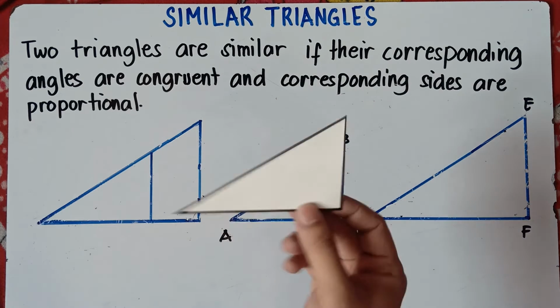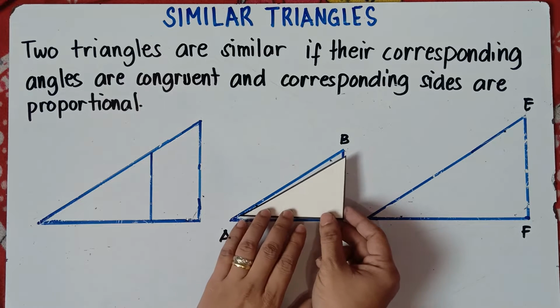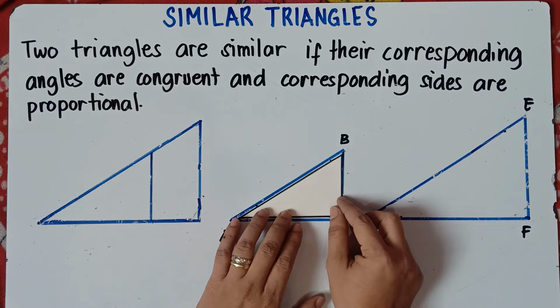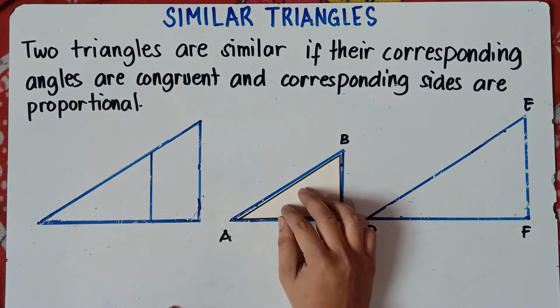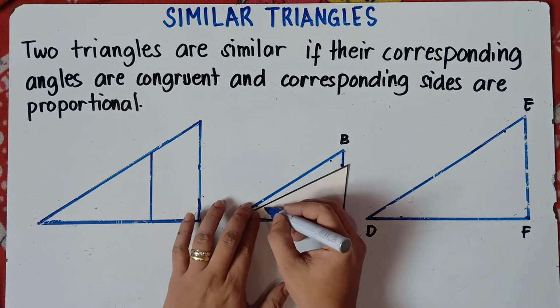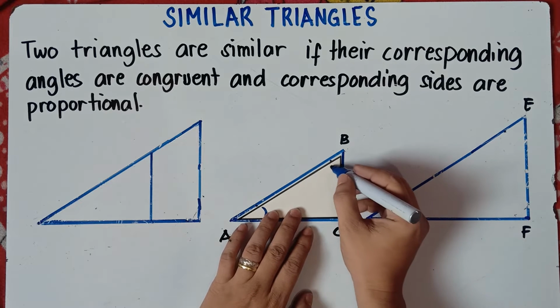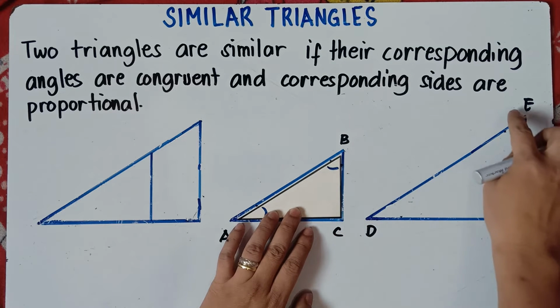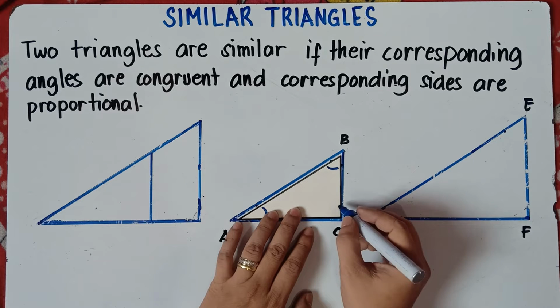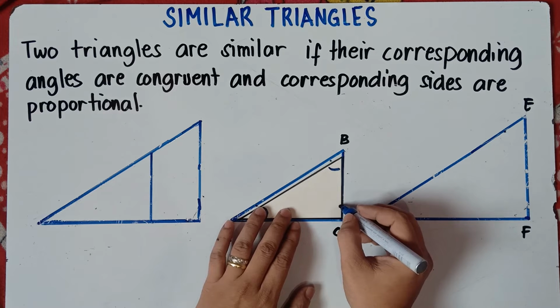So I have here an illustration, class. This is a small triangle, with the same measure as this triangle ABC. Let's check that this angle A, this one right here, class, is the same measure as angle D. And this angle B is the same measure as angle E. And angle C is the same measure as angle F. Okay, so let's check if they have the same measure.